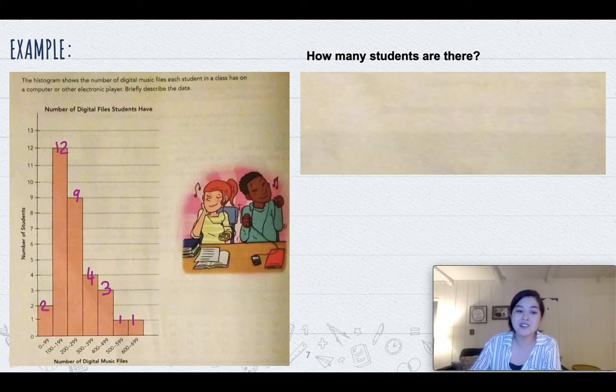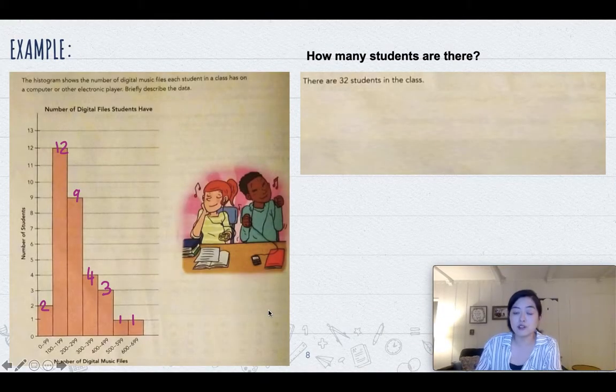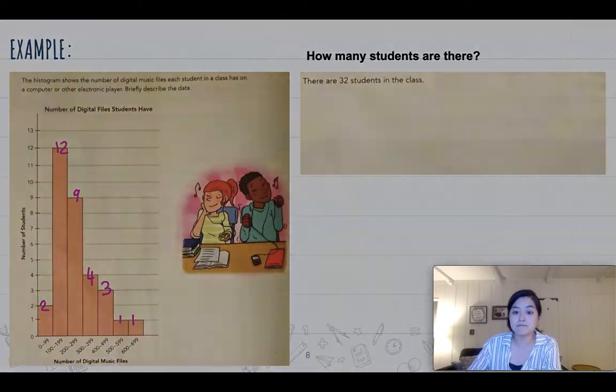All right, so now that we figured out how many students there are, we're going to add them. So 2 plus 12 is 14. 14 plus 9 is 23. 23 plus 4 is 27. 27 plus 3 is 30. Then we add 2 and that's 32. So there are 32 students in the class.